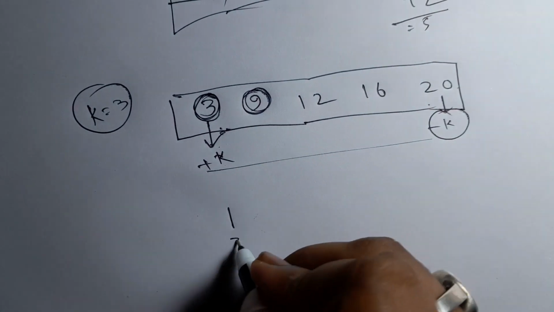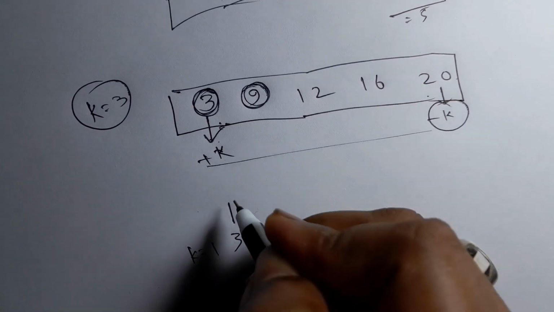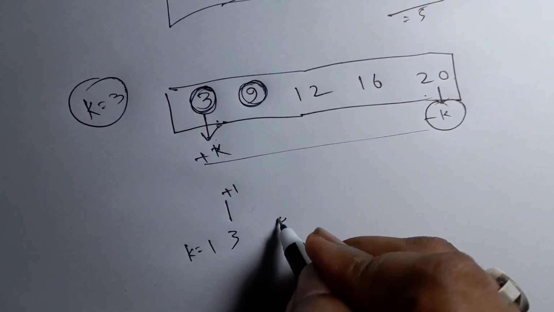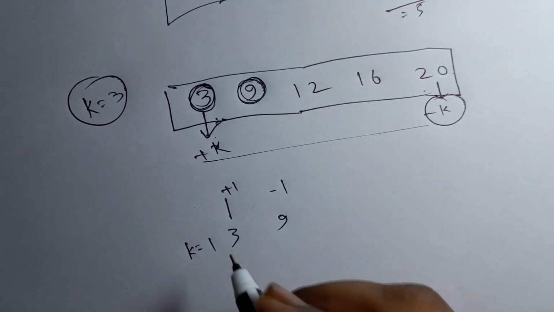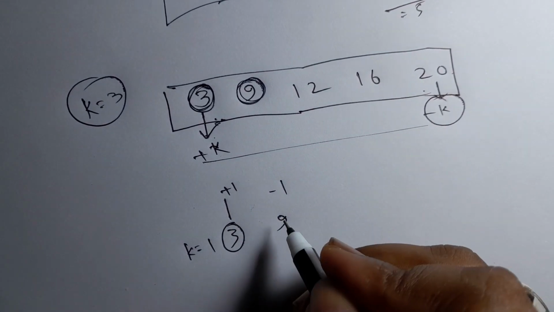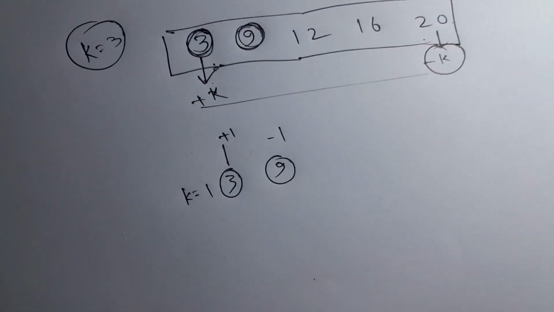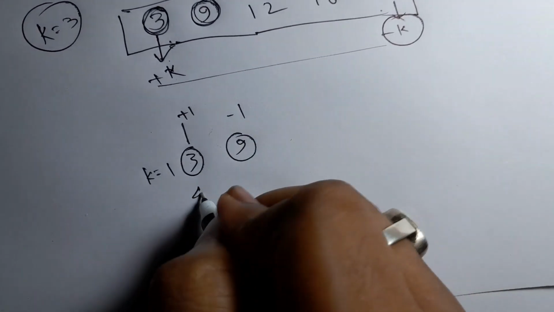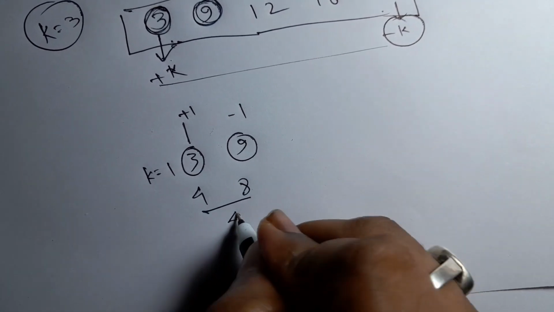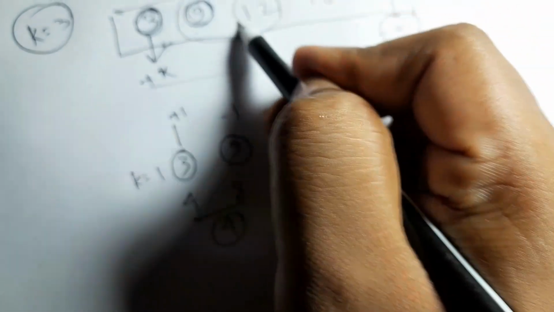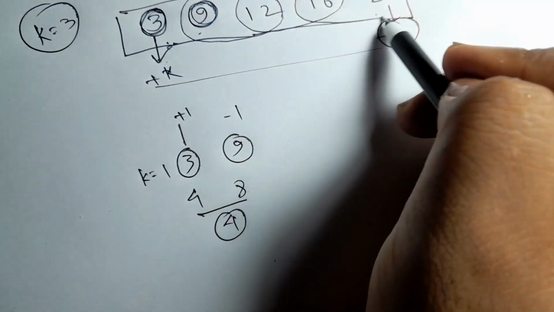Suppose k equals 1, we can increase the smaller value by 1 and decrease the greater value by 1, where they become 4 and 8. The difference will be 4. Clear? Now, like that, we have to do it between these, between these, between these.